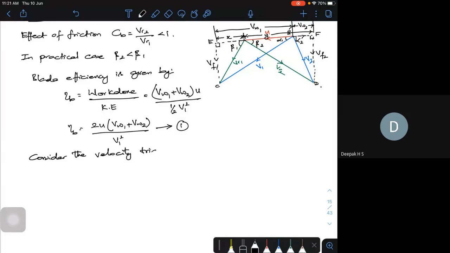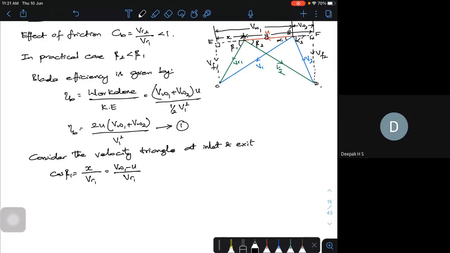The velocity triangles at inlet and exit. What is cos beta 1? Cos beta 1 is equal to x divided by VR1. What is your x actually? It is VW1 minus u, divided by VR1. That's the expression we have.